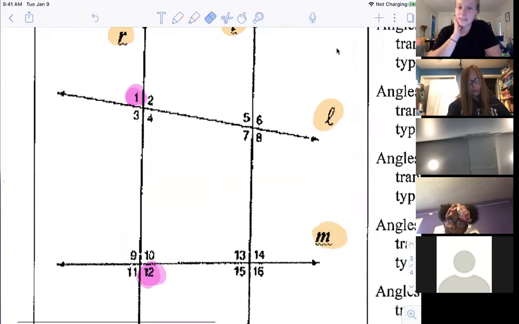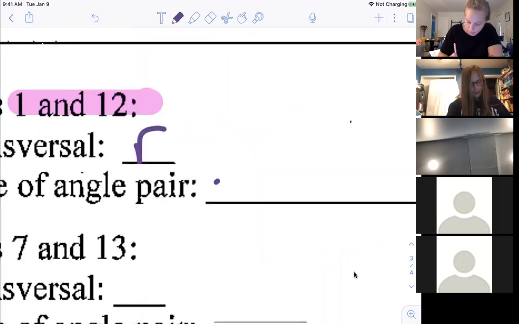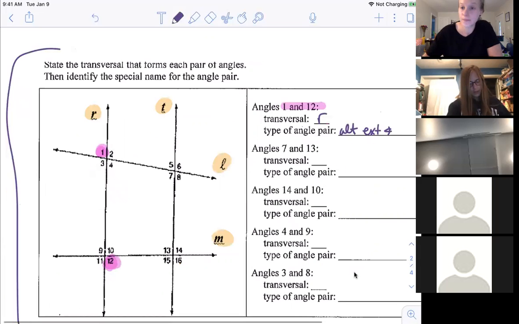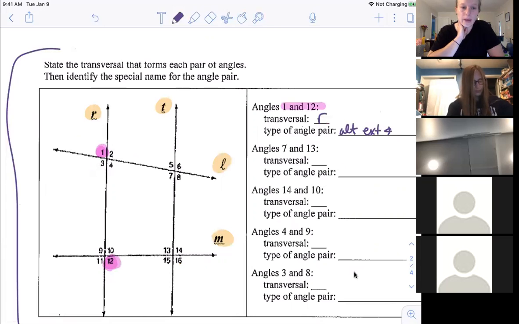Now, who can help me identify what the angle relationship of 1 and 12 is? Is it alternate exterior? It is alternate exterior. Eli, why did you know that? Because they're outside of the angles and they're on different planes. Like the 1 is on the opposite side of the 12. Good, opposite sides of the transversal. So they're both on the outside and they're opposite each other. Perfect. Thank you, Eli.